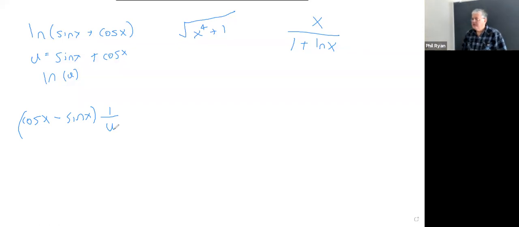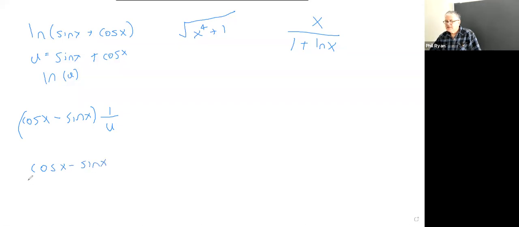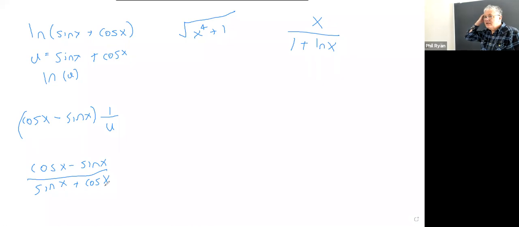And then the final thing we do is the cleanup. We've got to replace u by what it actually is in terms of x. So we get cosine x minus sine x over sine x plus cosine x. Excellent.